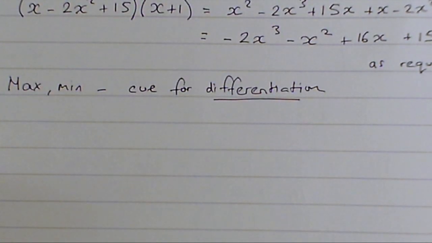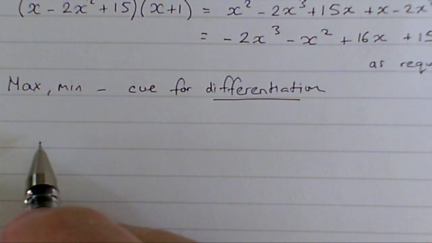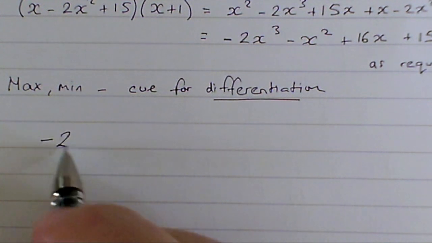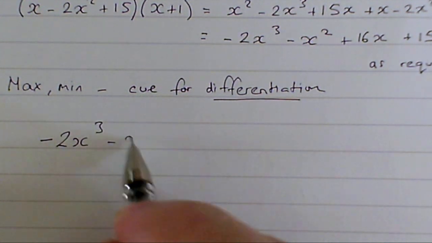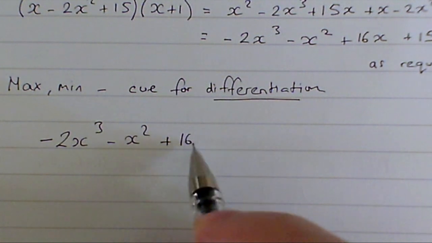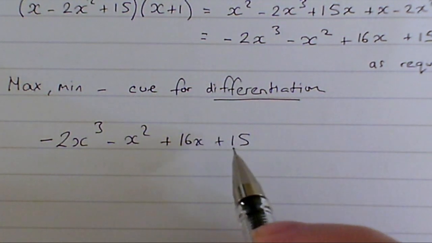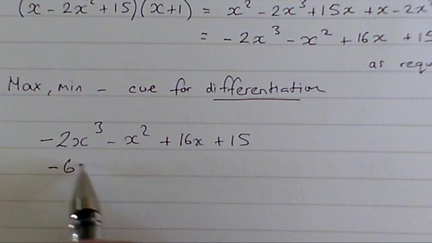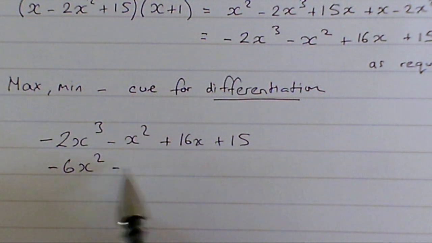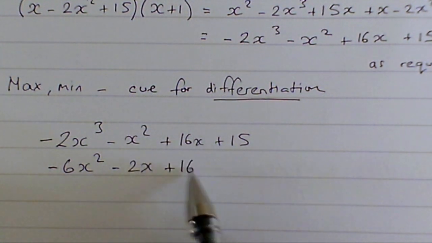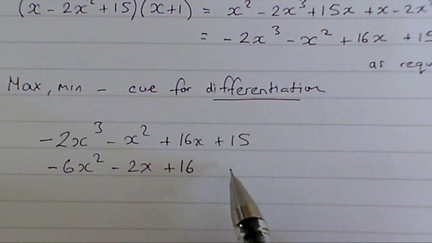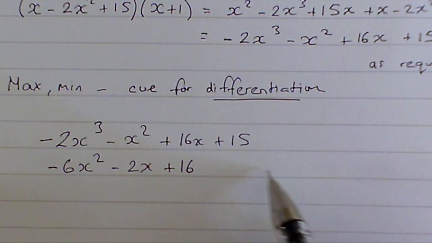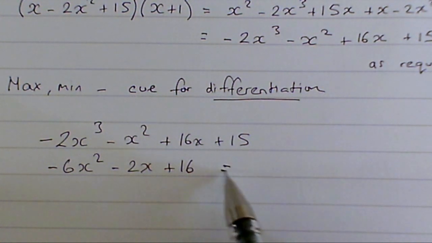Which we study in year 11 in the first half term. Right, so we've got this minus 2x cubed minus x squared. So you could even do this part of the question, even if you couldn't do the first part. To differentiate, 3 times minus 2 is minus 6x squared, minus 2x plus 16 equals 0. That's how to differentiate and find a maximum or a minimum.